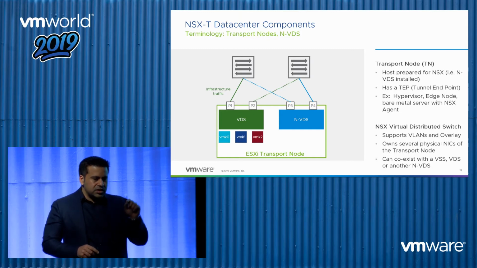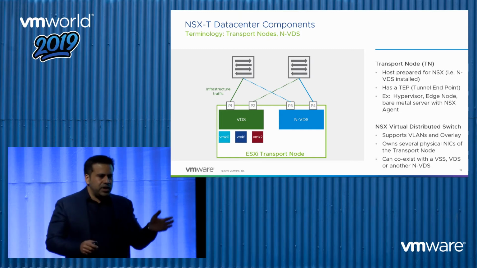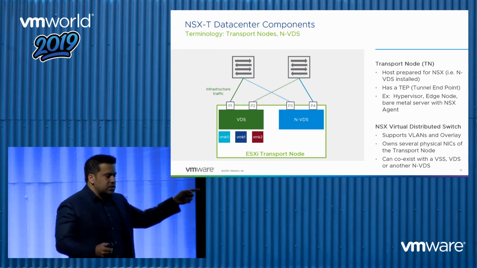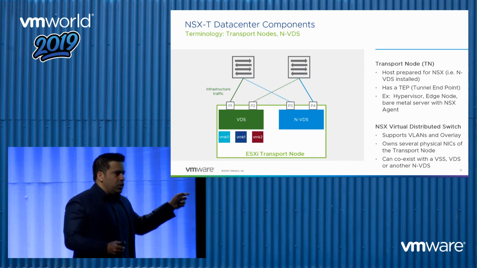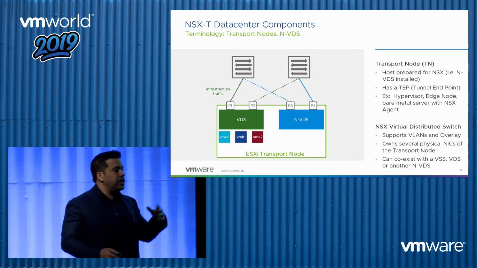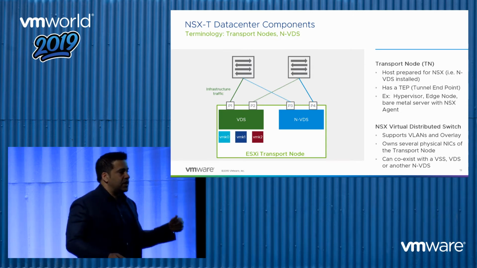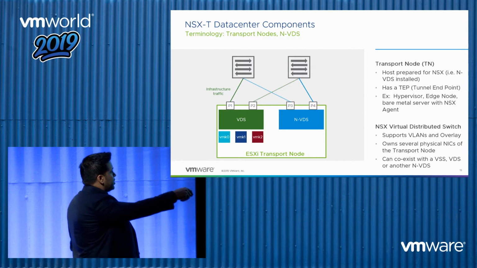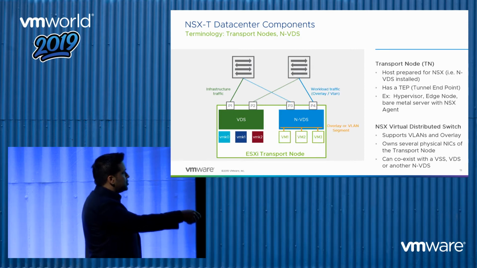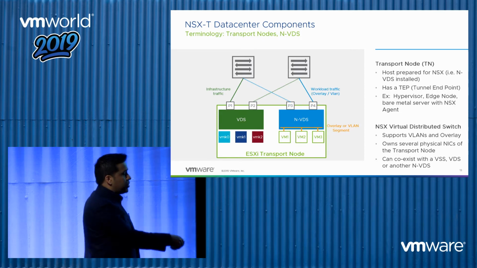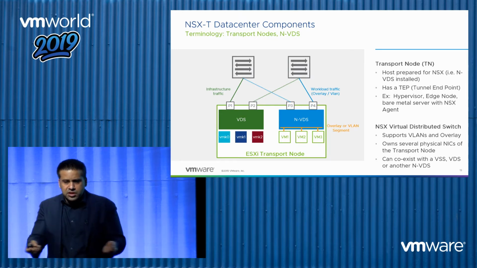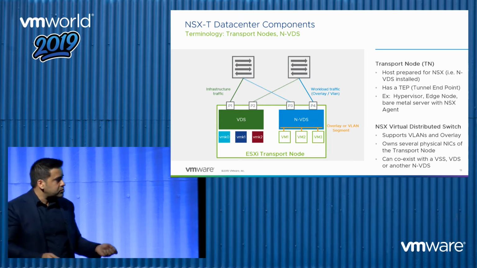Now, this is a virtual switch. Just like you have VSS and VDS, they don't share physical NICs, right? So NVDS also cannot share physical NICs with your VSS or VDS. It can coexist with VSS, VDS, or any other NVDS as well, but it doesn't share the physical NIC. So in this case, all your VM kernel traffic will flow through VDS. All your overlay traffic will flow through NVDS. Okay? And we support both overlay and VLAN segments on a segment, meaning the logical switch, on NVDS.